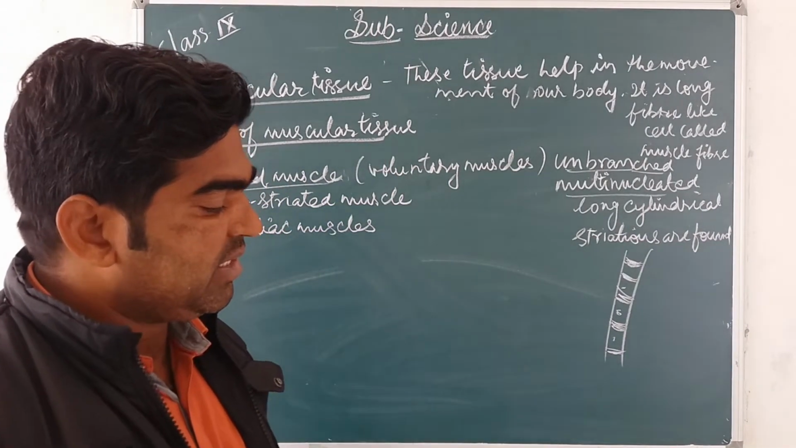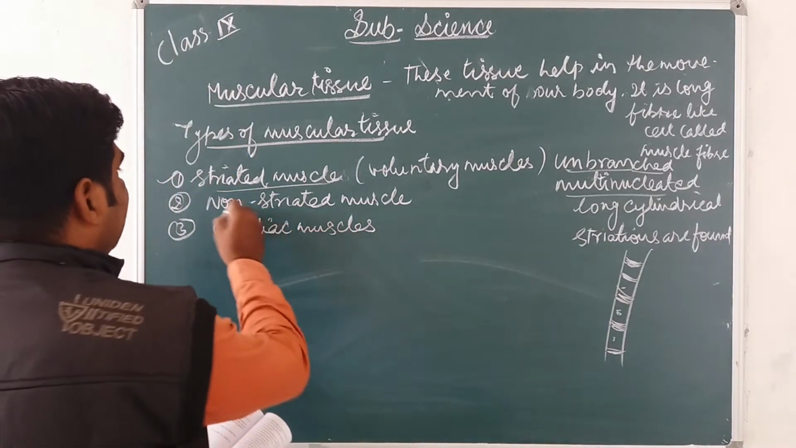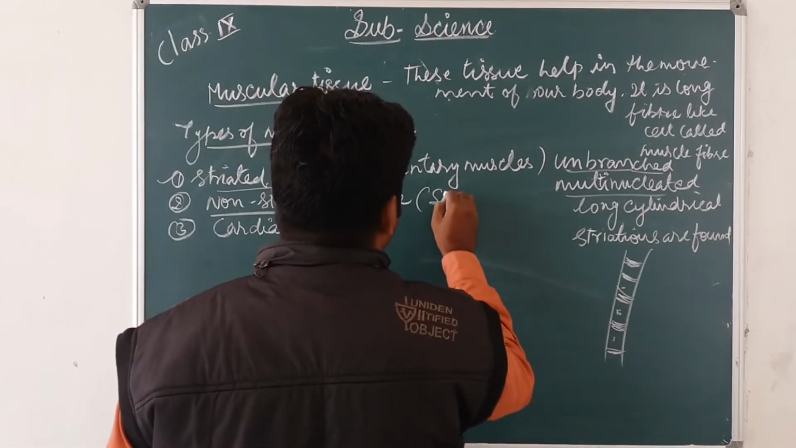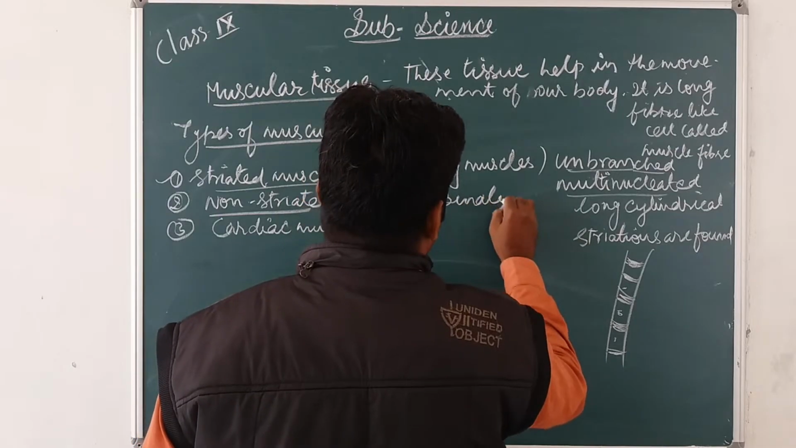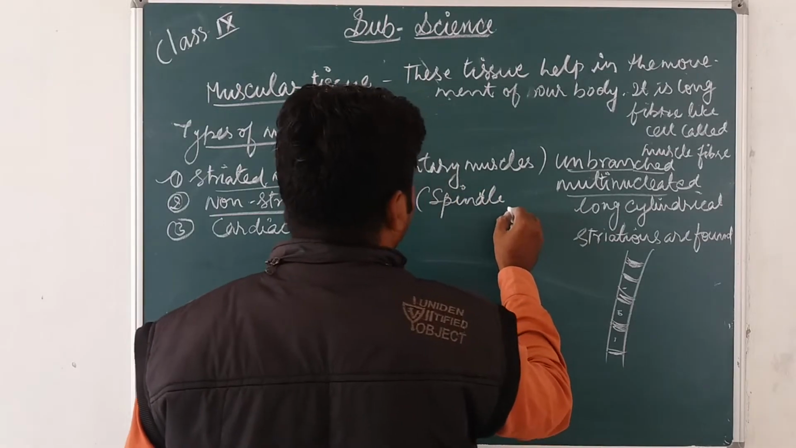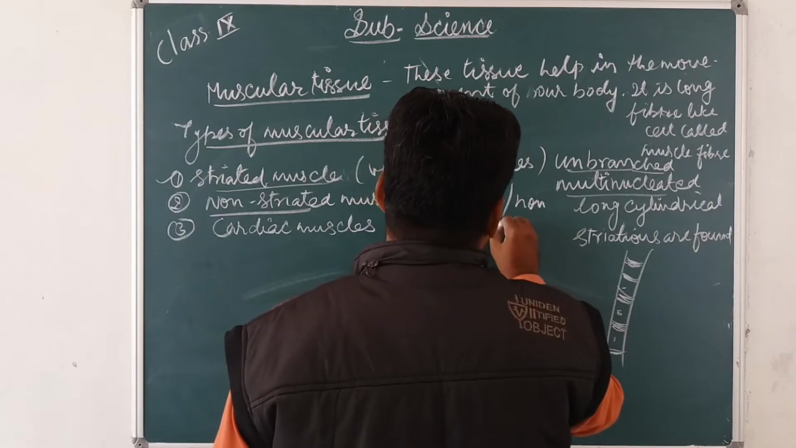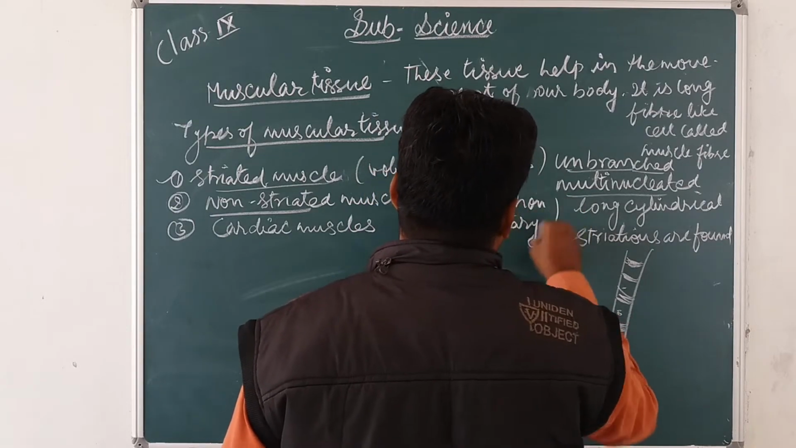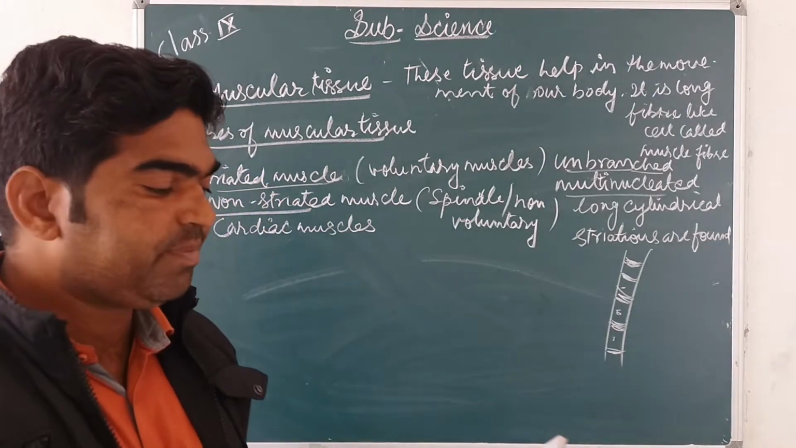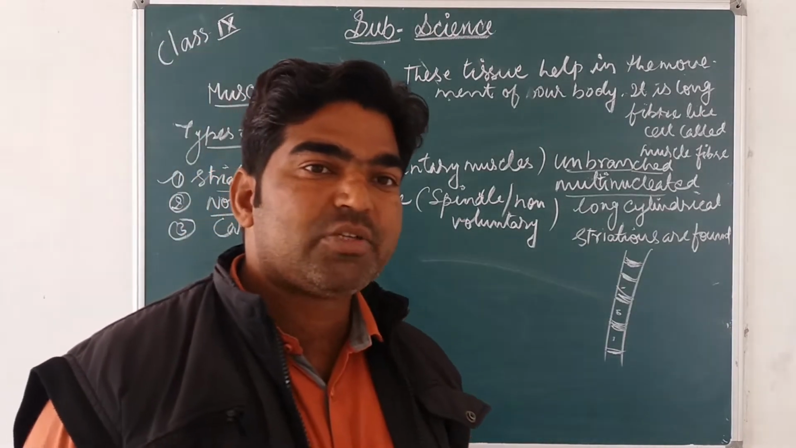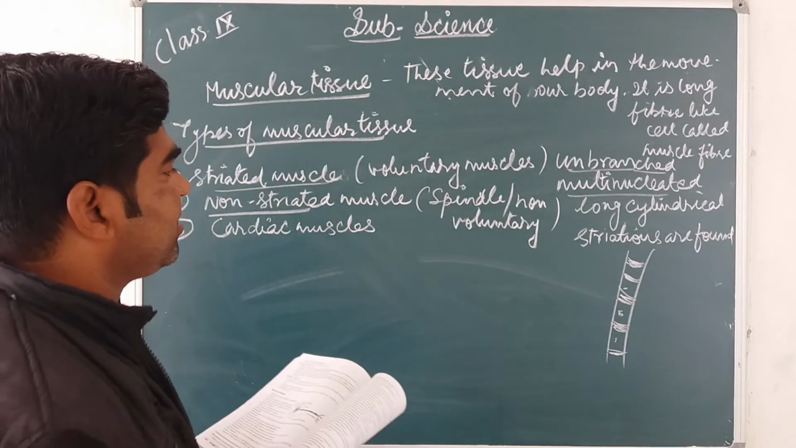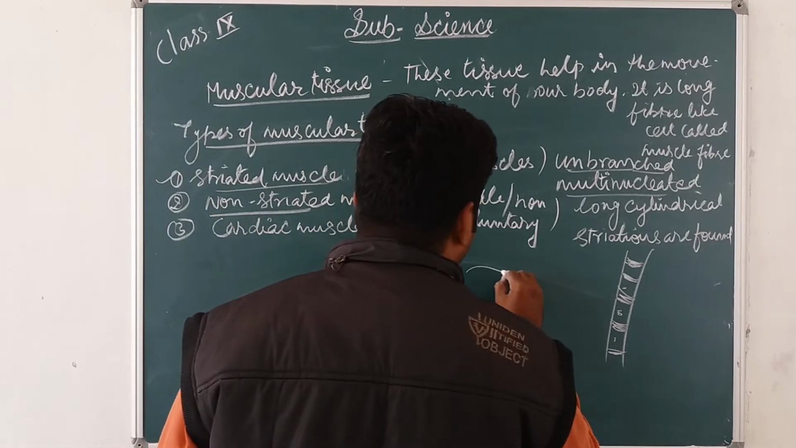Second type of muscles, these are the non-striated muscles. Non-striated muscles are also known as spindle muscles, spindle or non-voluntary. Okay, spindle muscles or involuntary muscles. Why is it called spindle muscles? Because it has the spindle shape like this.